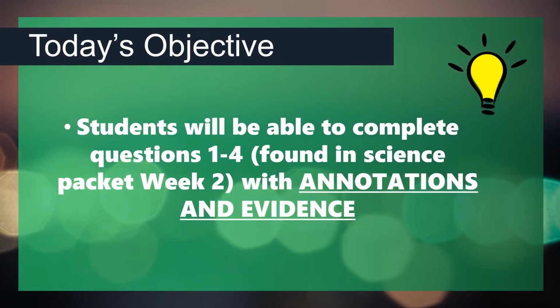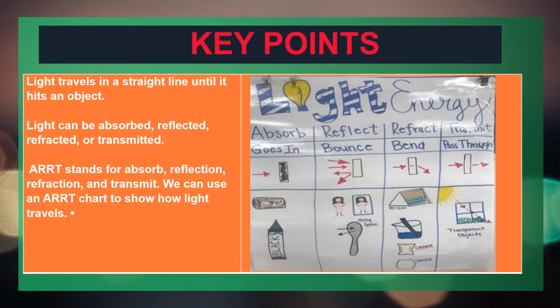Today's objective: students will be able to complete questions 1 through 4 found in Science Packet Week 2 with annotations and evidence. This week we will talk about energy. Today we will focus on light energy. The key points for today are: light travels in a straight line until it hits an object. Light can be absorbed, reflected, refracted, or transmitted.